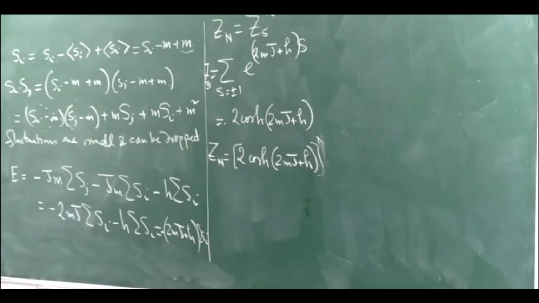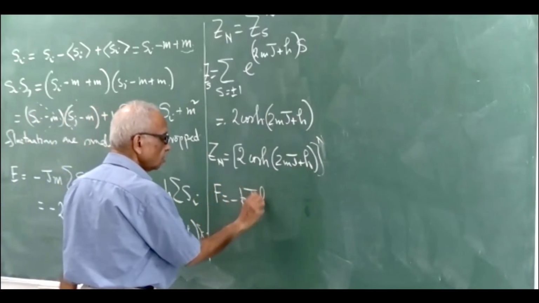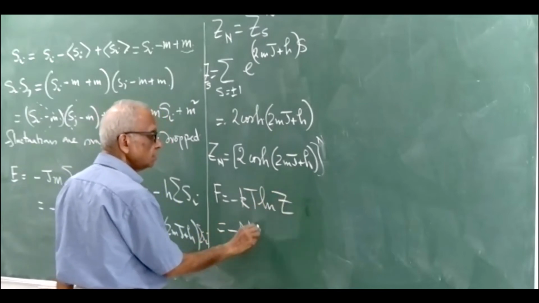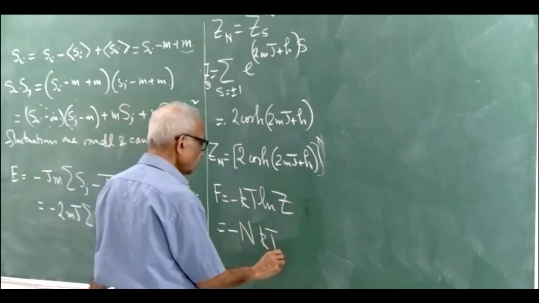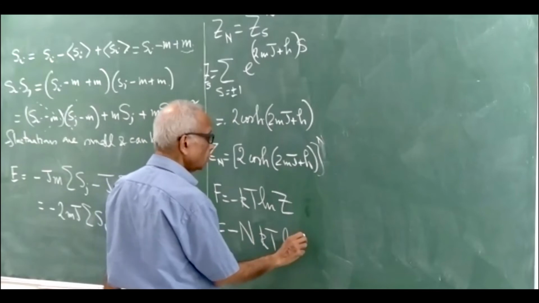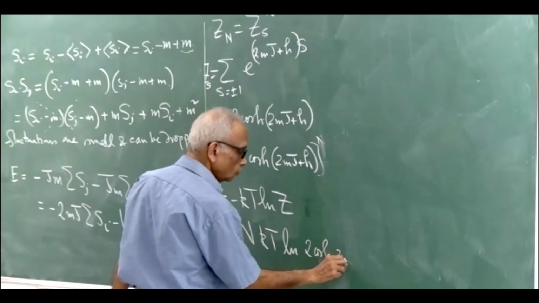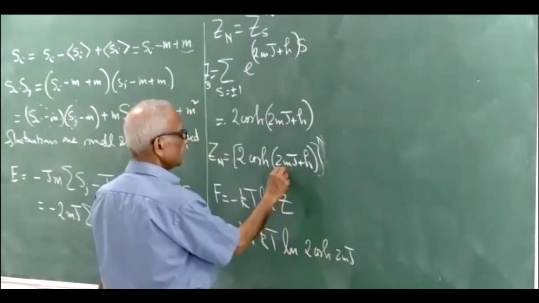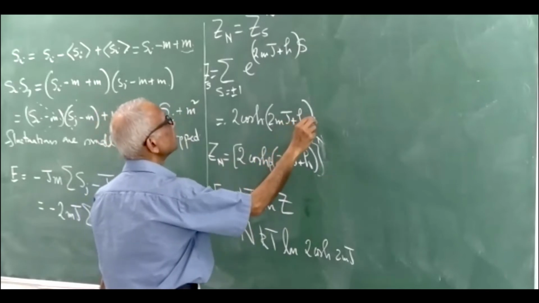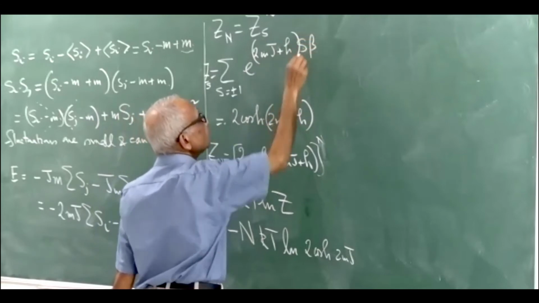So the free energy is minus kT log Z, which is equal to minus nkT log of 2 cosh(2m, should have been a beta over here, right? Missed this. Continuously missed. Beta.